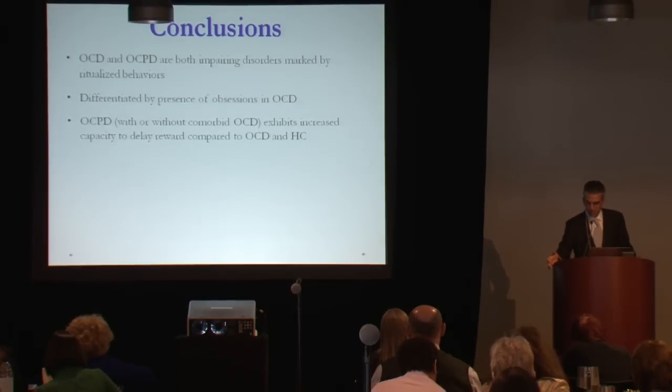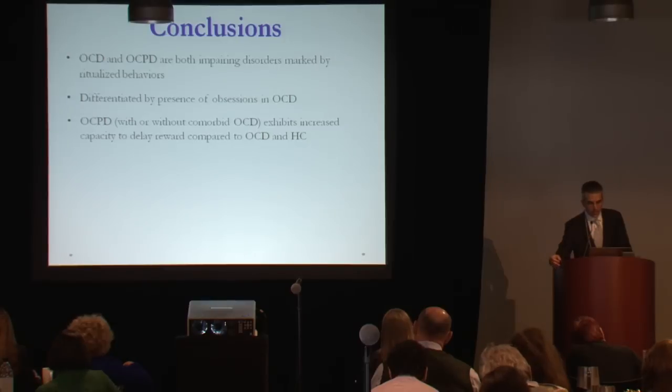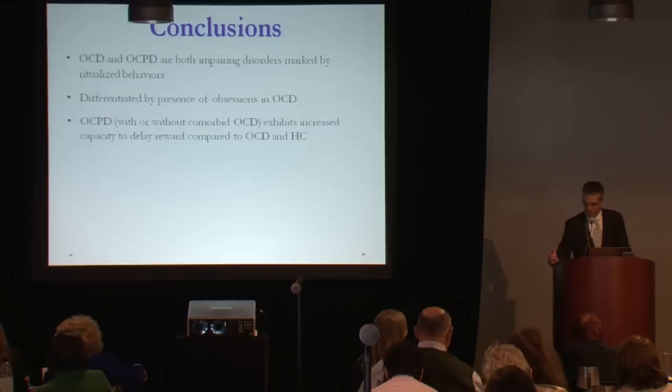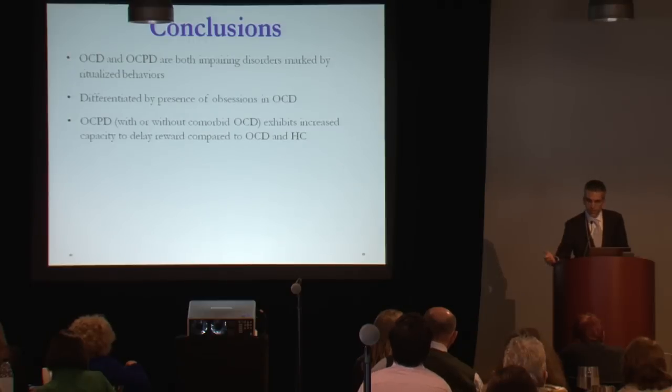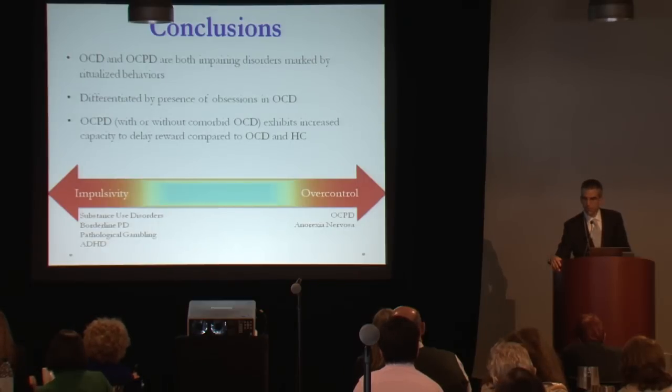The disorders are differentiated by the presence of obsessions. You don't tend to see intrusive thoughts in OCPD as you do in OCD. And in terms of the capacity to delay reward, OCPD exhibited increased capacity to delay reward as compared to OCD and healthy controls. And so this is an indication that OCPD is a disorder of over-control. These findings are opposite to other studies in disorders like borderline personality disorder, ADHD, pathological gambling, and substance use disorders. The findings here in OCPD are in line with a recent study on anorexia nervosa, where they also had a higher tendency to delay reward.